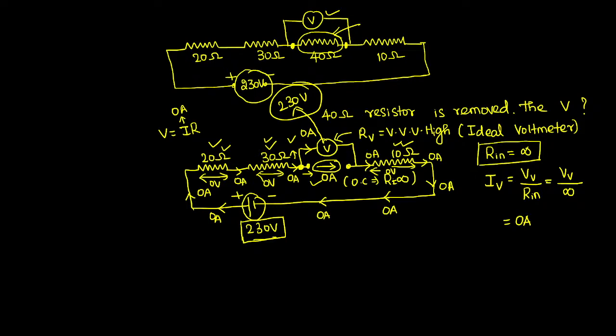Okay, I hope now you all have understood this. Nothing is there. Okay? Fine, sir. So what is the correct answer? The reading of the voltmeter is 230 voltage. I know it's a tricky question, but what can I do?